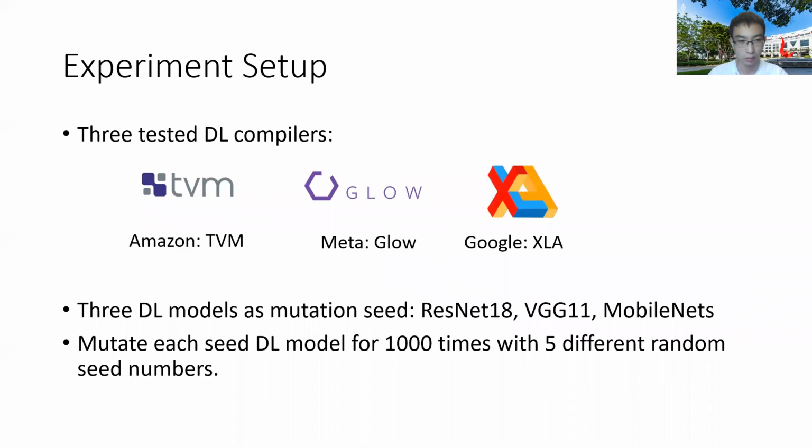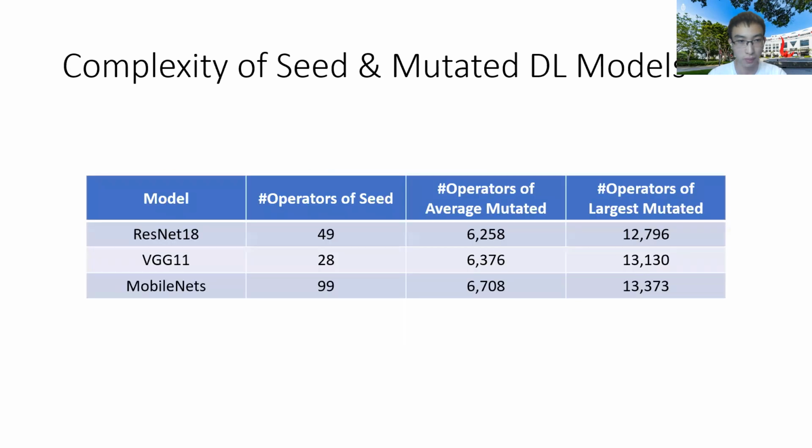Now, let's take a look at the experiment and the results of our paper. We tested 3 deep learning compilers: TVM from Amazon, Glow from Meta, and XLA from Google. We used 3 deep learning models as the mutation seed: ResNet 18, VGG 11, and MobileNet. We mutate each seed deep learning model 1,000 times with 5 different random seed numbers.